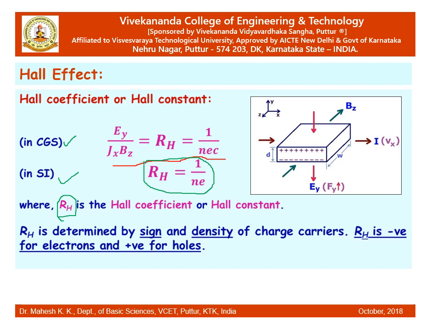So in experiments, usually RH is determined by the sign and density of charge carriers. RH is negative for electrons and RH is positive for holes, that's all. So if you get RH as negative, then it is electrons. If RH is positive, then it is holes.